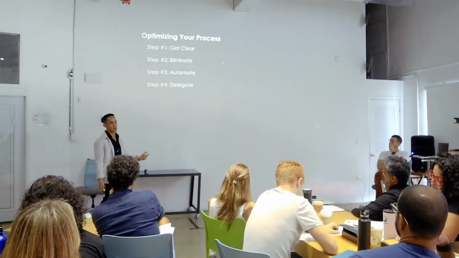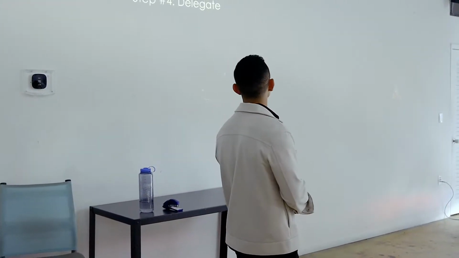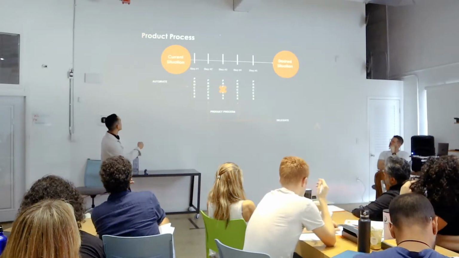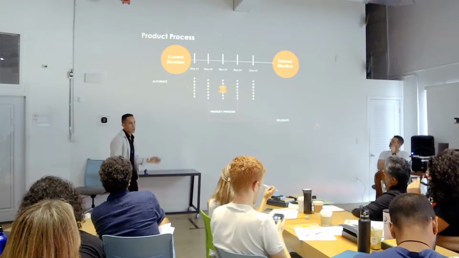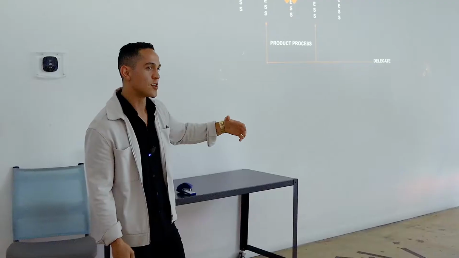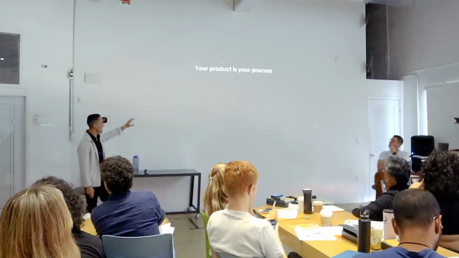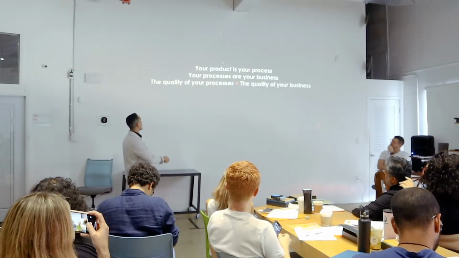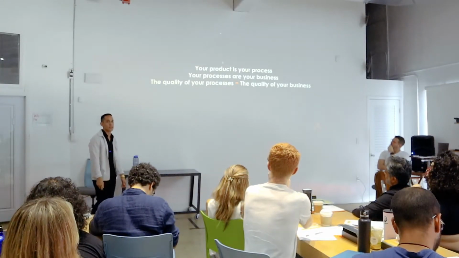And then what you can't eliminate and what you can't automate, delegate it. If you can delegate it, delegate it. That's going to give you the time and the freedom to scale your business. So this is how we optimize the process: first eliminate, then automate, and what you can delegate, delegate. By doing this, you'll free up your time so you can continue to work on your product and make it better, and work on the marketing so you can sell more of it. So again, guys, your product is your process. Your processes are your business, and the quality of your processes equals the quality of your business. This is the importance of process.